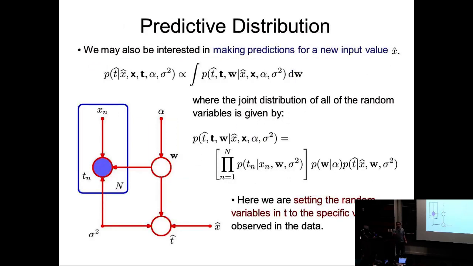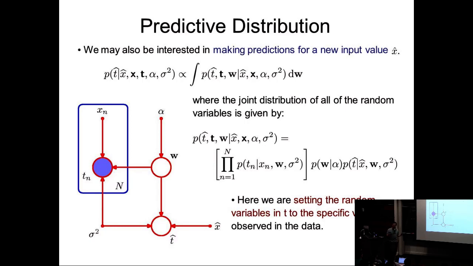Now, in Bayesian statistics, there's something called the predictive distribution, which is to say, how do I make predictions for a new data value X star? If I want to make a prediction for the new X star, in the Bayesian framework you basically have to integrate out the uncertain, unknown parameters and then make a prediction.